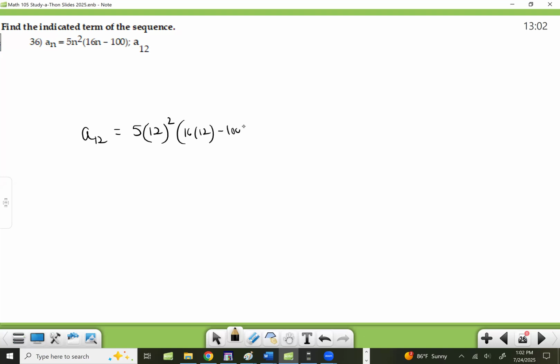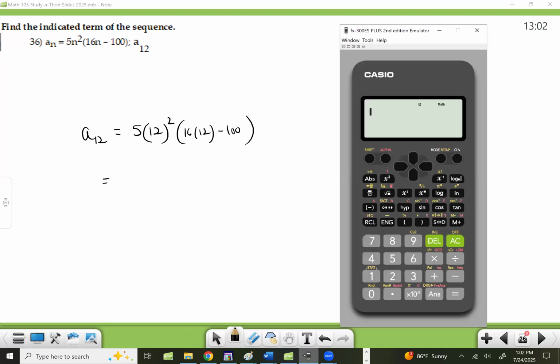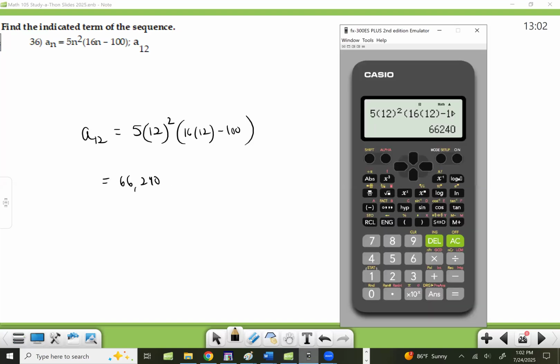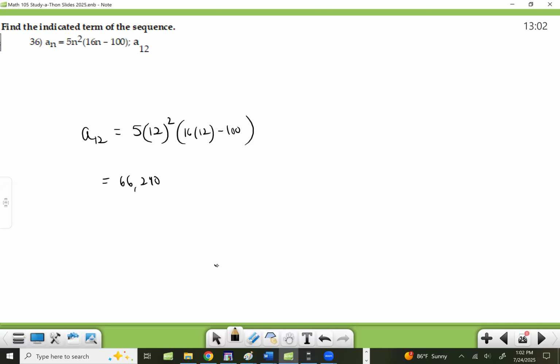And then you can just have your calculator do all of this if you don't want to do it. Okay. Well, you can type it in as is, right? 5 parentheses 12 squared, and then parentheses 16 times 12 minus 1. Put it all in like it looks. Boom. Oh, that's a huge number, huh? Copy it right, you guys? Yeah. Okay. That's totally fine. I recommend doing that on a test because if you're trying to do it by hand, don't trust yourself, right?